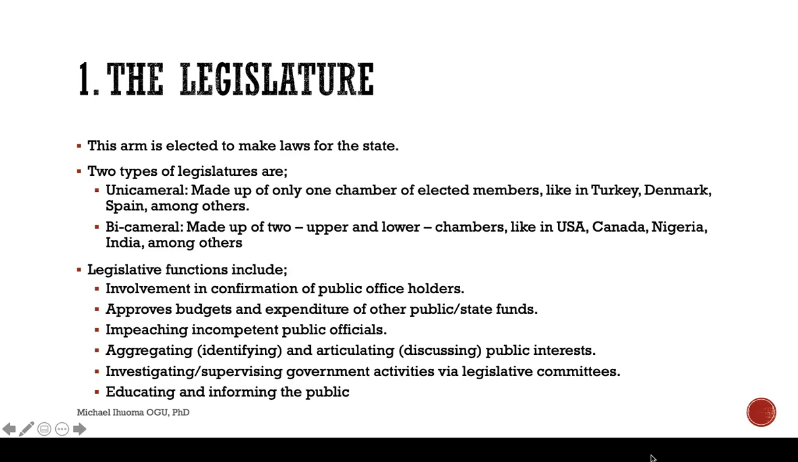The budget is compiled by the executive, but the legislature approves, screens the budget and approves what the executive has compiled. The legislature can impeach public officers as well, depending on their competence, integrity, and what have you. The legislature also identifies and discusses public interests, and so many other functions that are listed there.